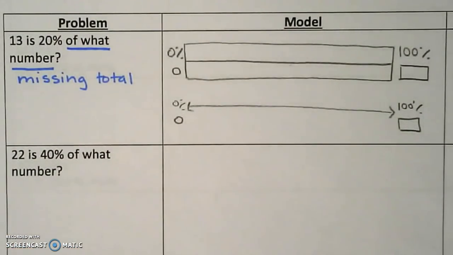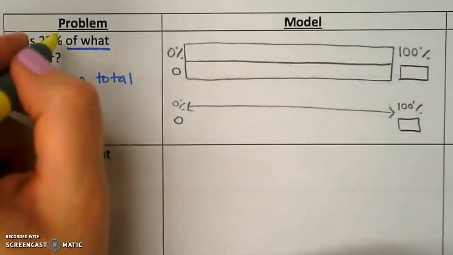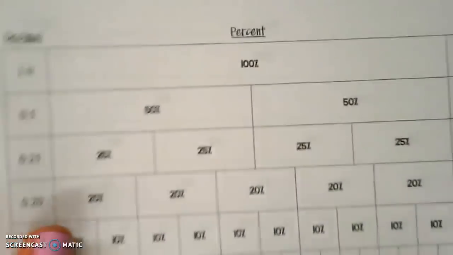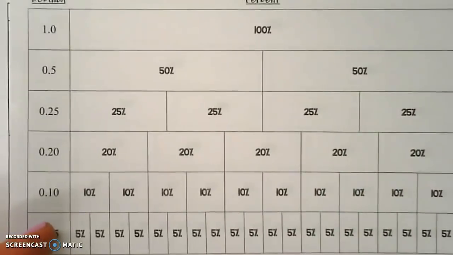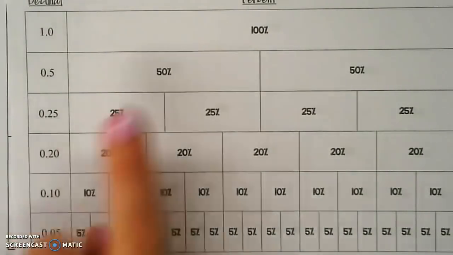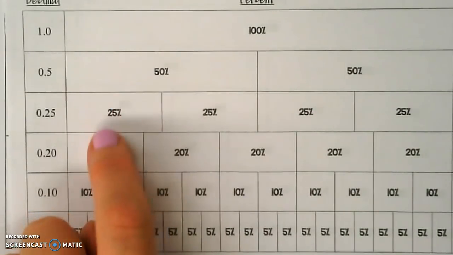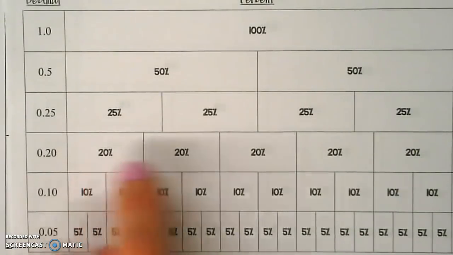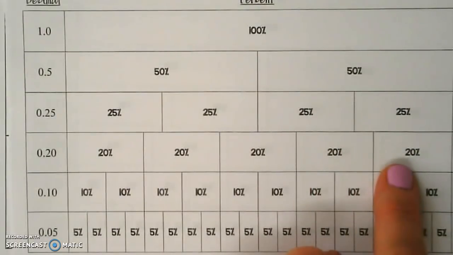And you're going to notice here I'm looking for 20%. So what I think is a good idea to do is to look back at this chart. If you don't know that off the top of your head, look back at this chart and look for the biggest piece that you can use to land on 20%. Obviously, 25 is a little bit too big. But here are my 20s, and there are 1, 2, 3, 4, 5 of them.